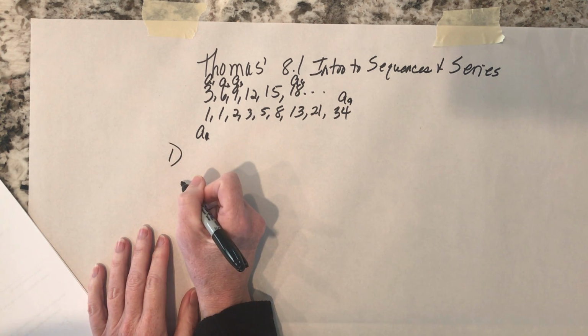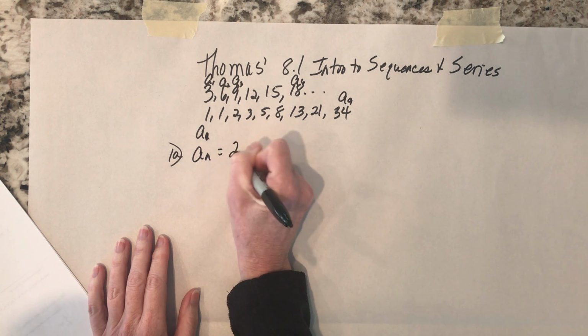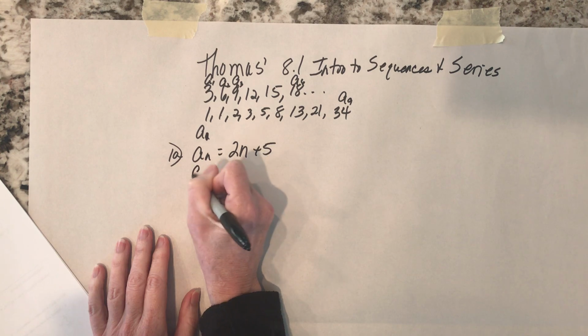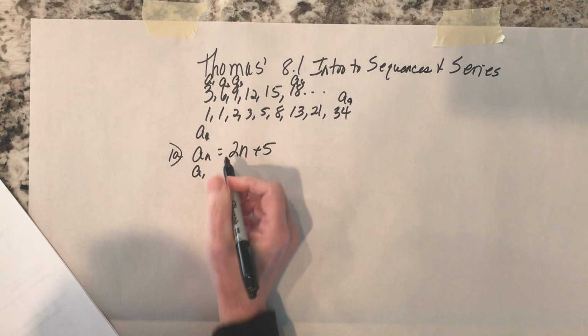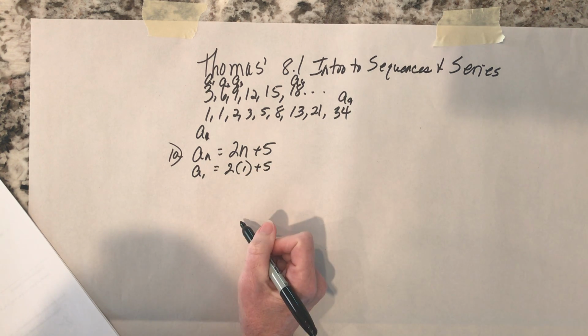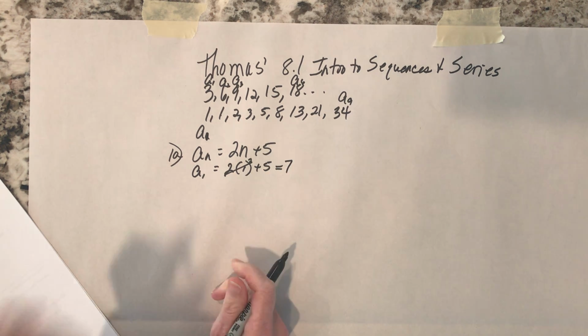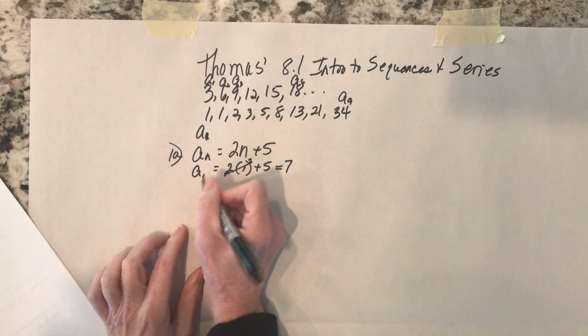Number 1 asks us to write the first 4 terms. A sub n is 2 times n plus 5. So if we want the first term in this series, we'll call it A sub 1. It's the first one we're doing. And that is 2 times 1 plus 5. That's 2. So 2 plus 5 equals 7. So A sub 1 is a 7. That would be the first term in this series.